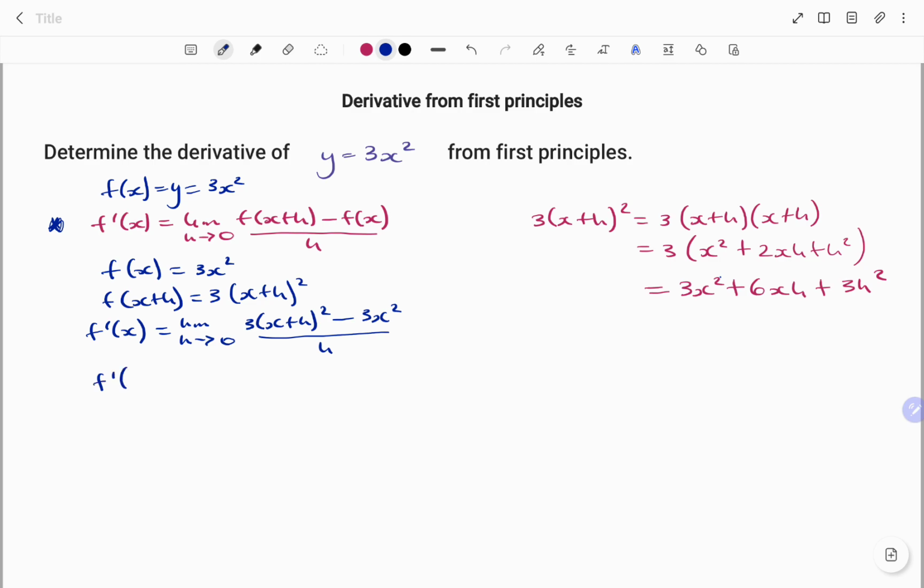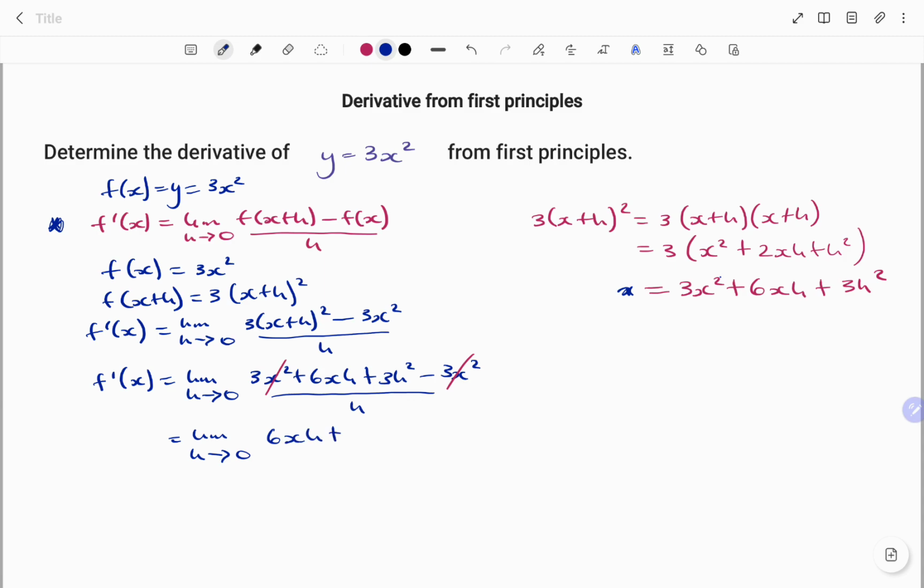I have f prime of x equals limit as h tends to 0, 3x squared plus 6xh plus 3h squared. I'm replacing it with what I have here, minus 3x squared all over h. If I check, 3x squared minus 3x squared cancels out. I'm left with limit as h tends to 0, 6xh plus 3h squared all over h.